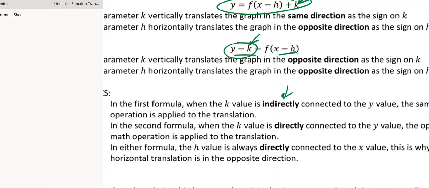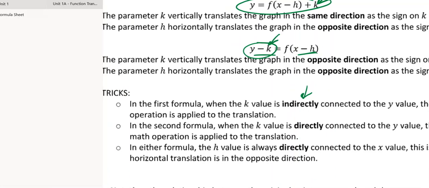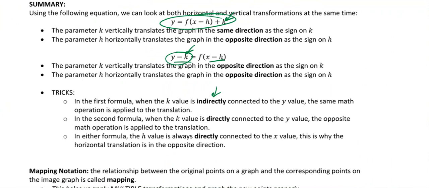If you understood that, great. But if you want to just go off of this: move the k over to this side, and it's always going to be what you think it is. And your x value is always going to be the opposite of what you think it should be.